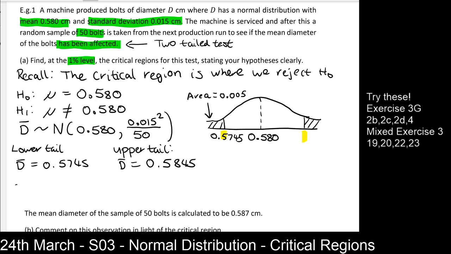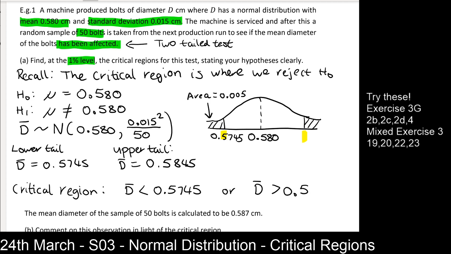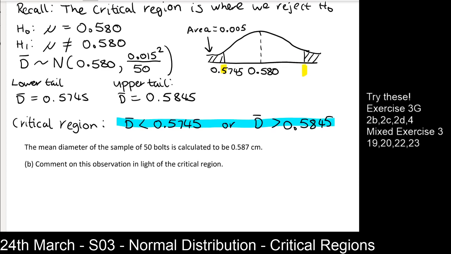So then we write down what our critical region is. We reject H0 if D is less than 0.5745 or D is greater than 0.5845. Okay, and this would be our final answer for part A. Now that's where we reject H0. So any values that fall either below or above in that critical region there, we would reject.